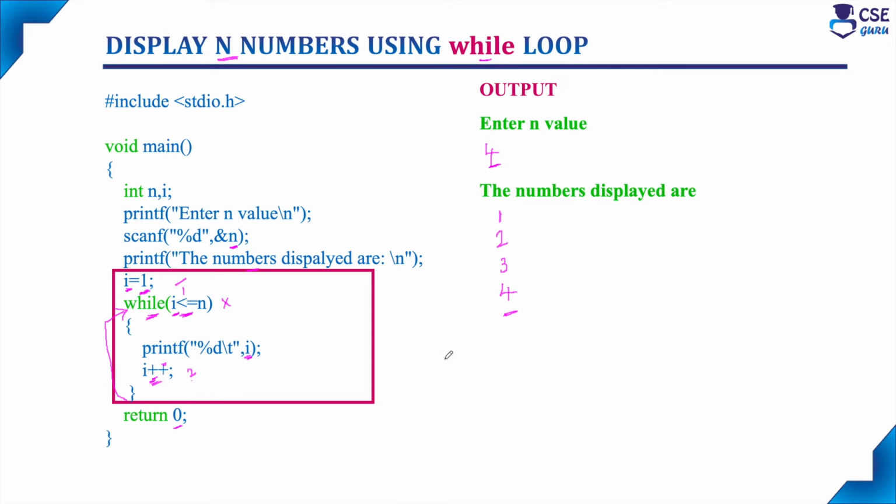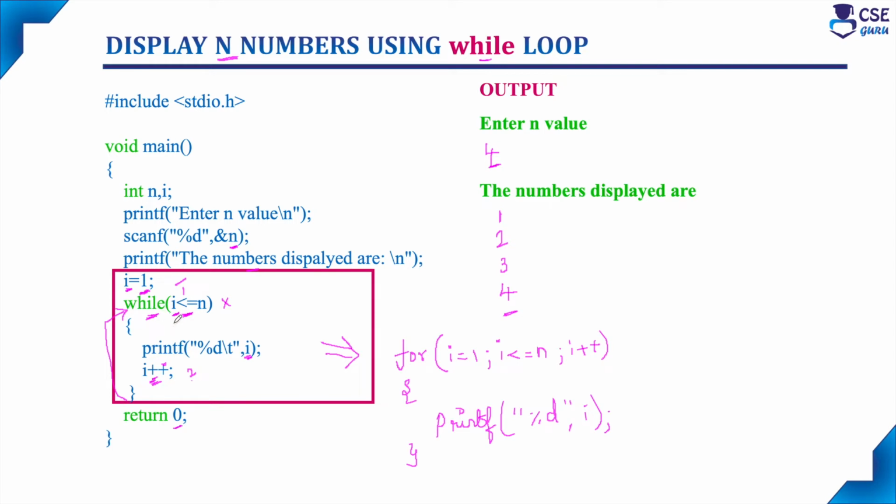So the equivalent for loop if you are considering, for I equal to 1, so initialization done here itself. Then check the condition whether I less than or equal to n. Then update the I variable. Then using the printf statement, print the I value. And the equivalent while loop code is, this is the code.